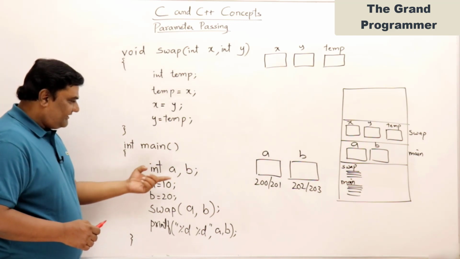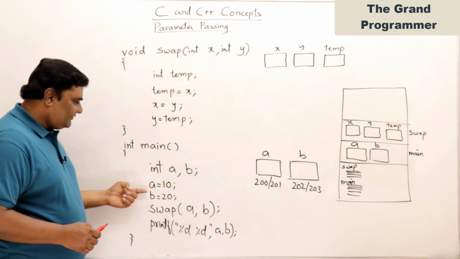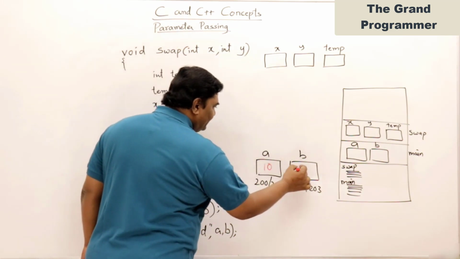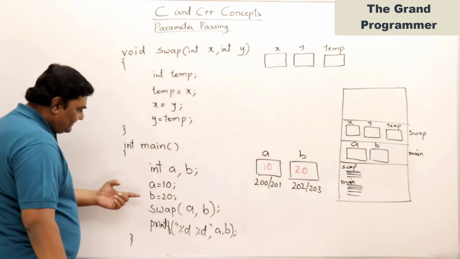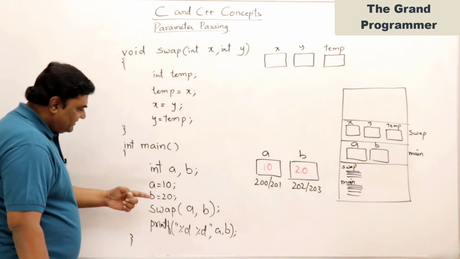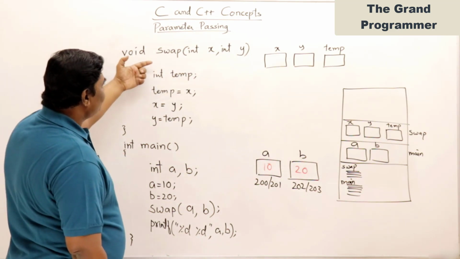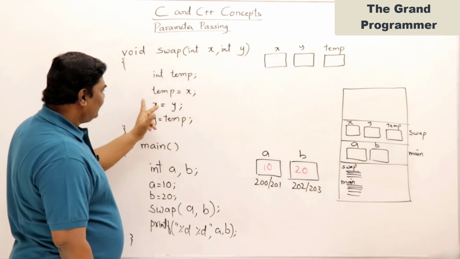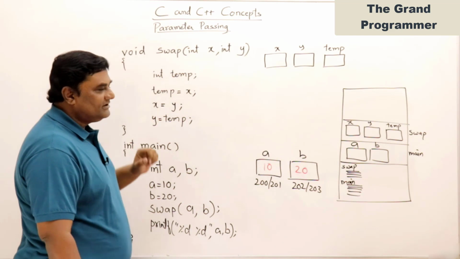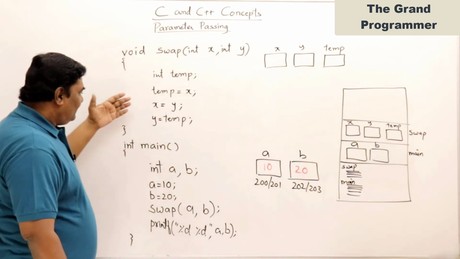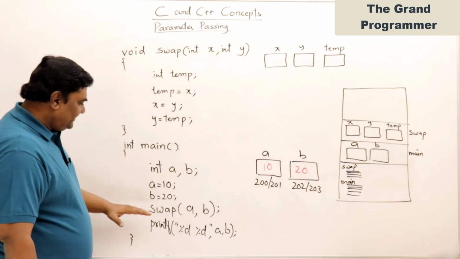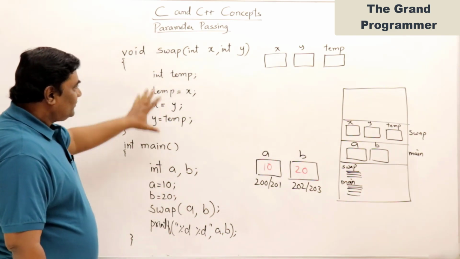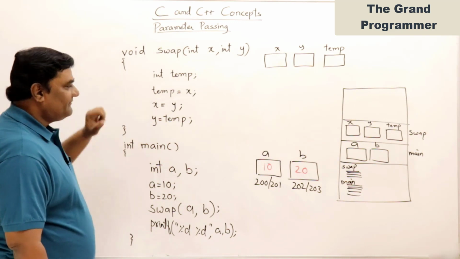So this is the main function having variables a and b with values 10 and 20. So these are the variables of main function having values 10 and 20. Then it is calling swap function. This swap function is taking 2 parameters x and y, and it is swapping the numbers x and y with the help of a temporary variable. And then when the control comes back to the main function, it will print the values of a and b. So this is the code, main function and swap function.